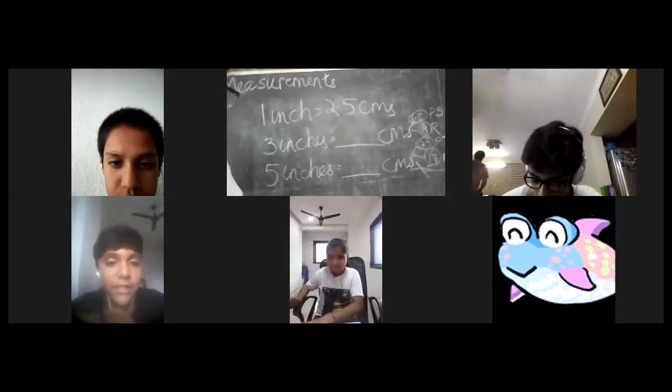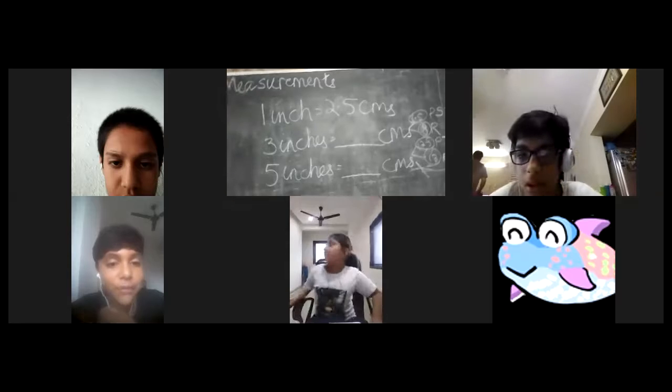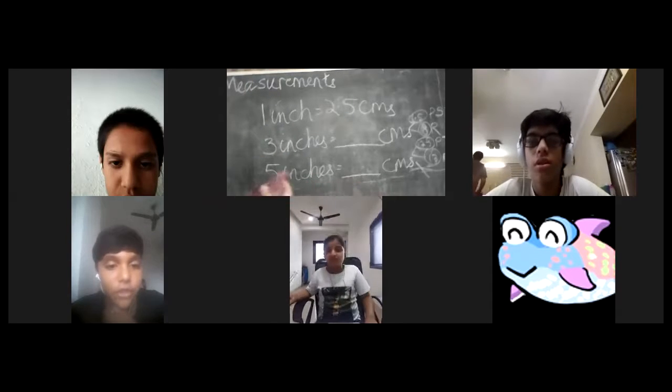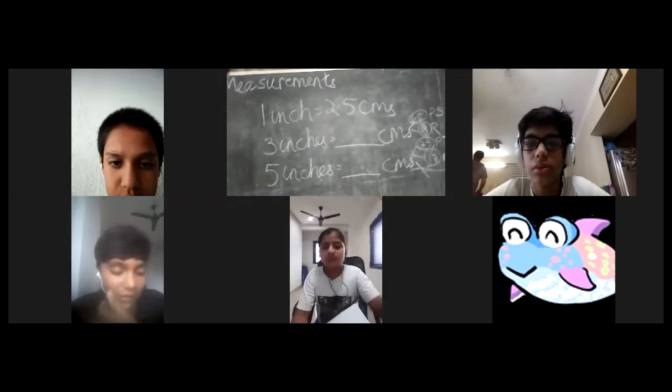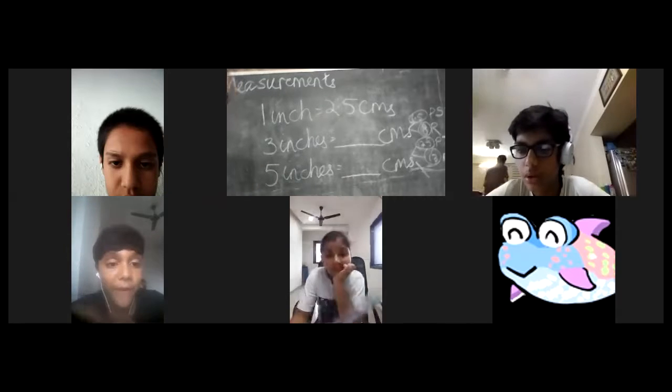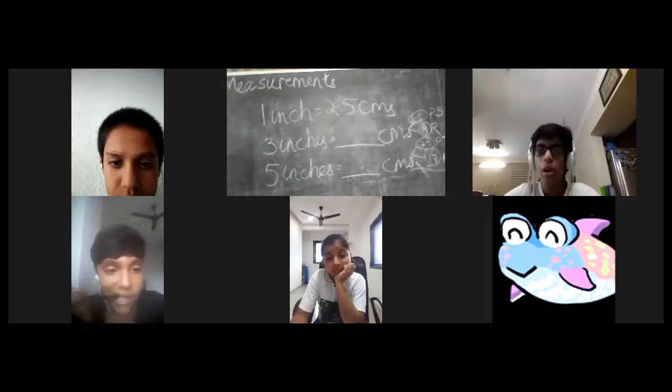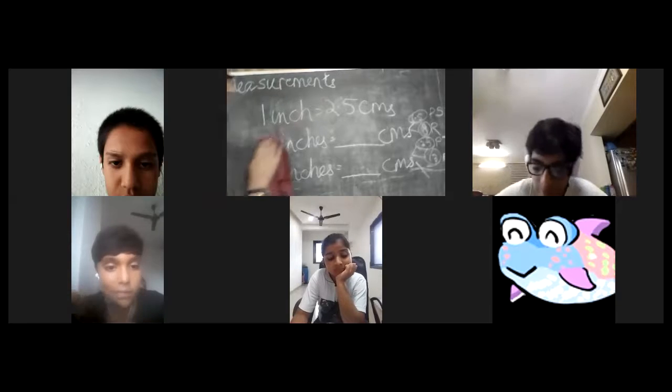Because 1 inch is 2.5 centimeters, 3 inches is 2.5 plus 2.5 into 3, which is 7.5. Okay, thank you, Pranav.